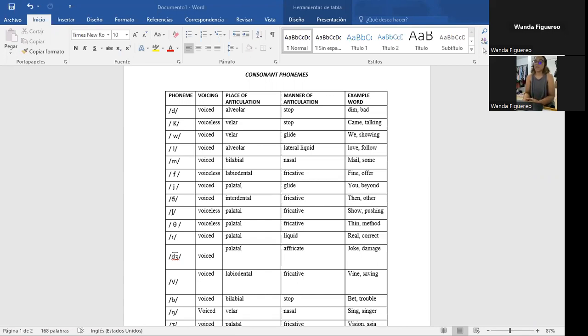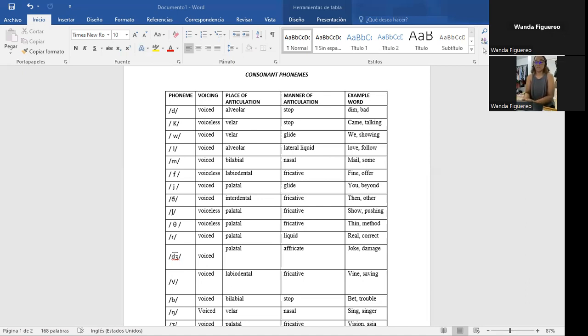First, I want to start by describing a little bit how they can be articulated by the place, the articulators that are involved in the production of the sound, and also how they are placed, and also the manner. So we're going to start with the place of articulation. Places of articulation can be, first, bilabial, that is when both lips get in contact.